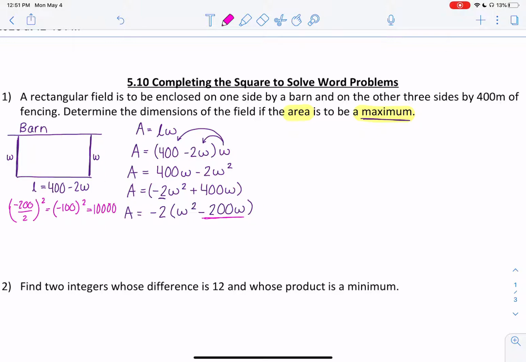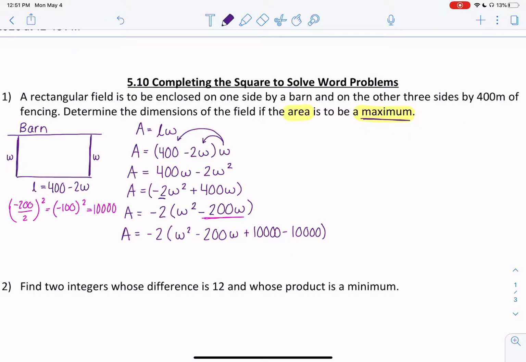Sometimes when we have these more real life examples, we are going to be working with bigger numbers. So don't stress if you have some big numbers, just follow your steps through just like before. So now we take that 10,000 and we're going to add and subtract it in the brackets. So we add our 10,000 and we minus our 10,000.